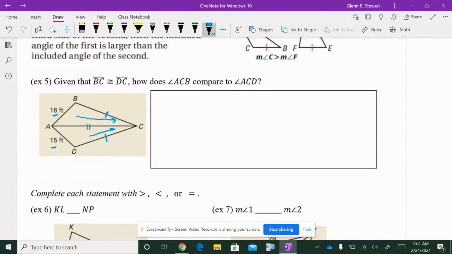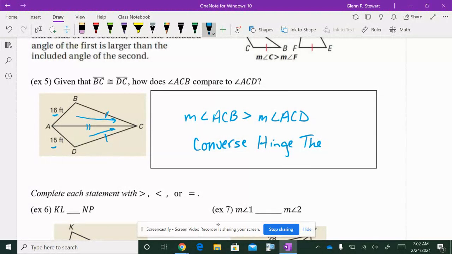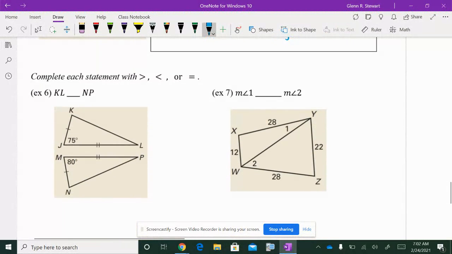Okay, so how does angle ACB compare to angle ACD? The measure of angle ACB is greater than the measure of angle ACD. And because we use the sides in order to prove this, this is going to be our converse Hinge Theorem. Hopefully this makes it not too difficult for you, and you can go ahead and try example 6 and 7 on your own.